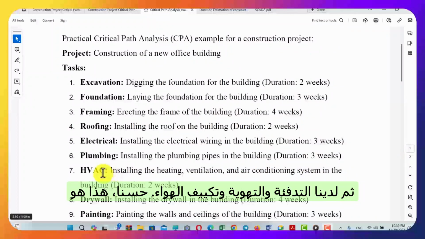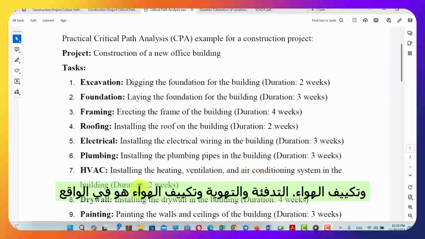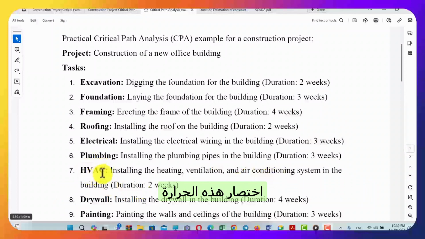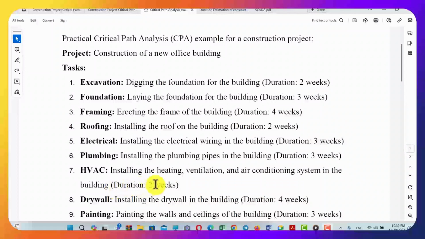Then we have the HVAC. This is installing the heating, ventilation, and air conditioning. HVAC is actually the abbreviation of heat, ventilation, and air conditioning system in the building. We estimate the duration of this activity to be 2 weeks.